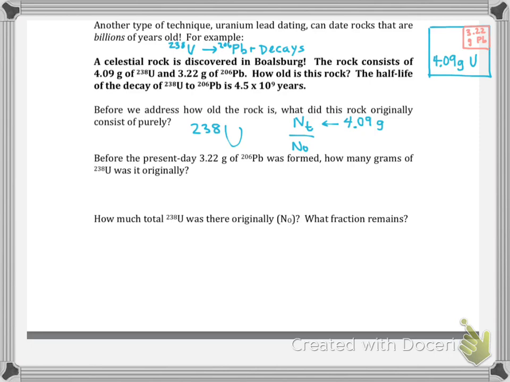So we know that we have 3.22 grams of lead that was once uranium. And so we don't like to switch between elements in terms of grams, right? When we use our ratios, we use moles. It tells us this is lead 206, so that tells me I'm going to have 1 mole of lead for every 206 grams of lead.